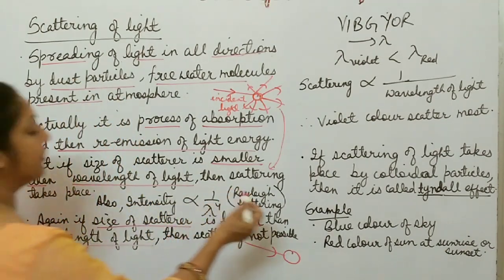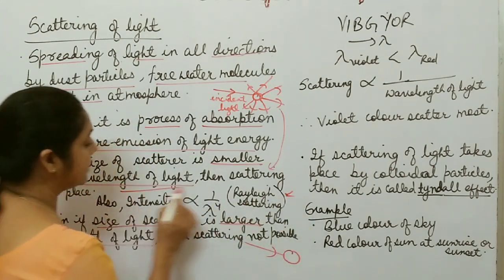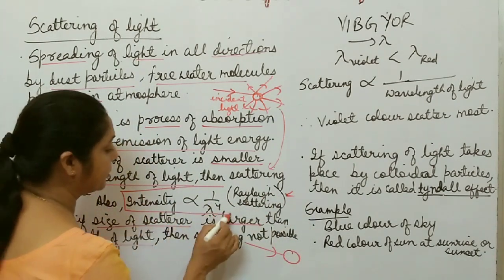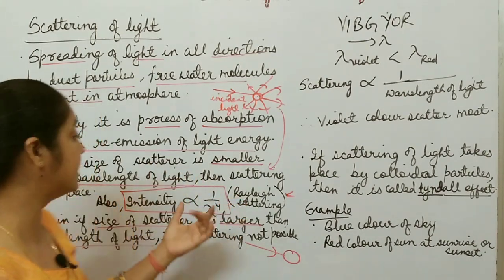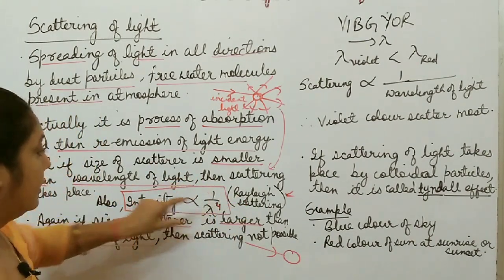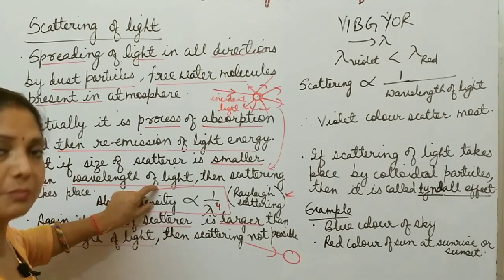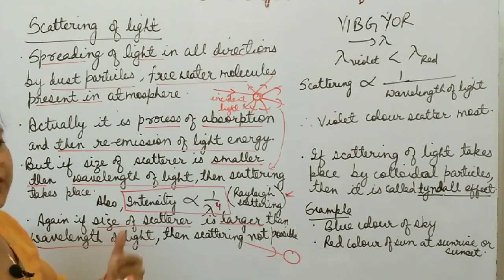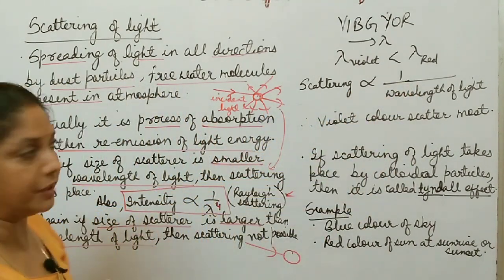Again, according to Rayleigh scattering, the formula is this one. Intensity is inversely proportional to lambda to the power 4, the fourth power of wavelength. It means a smaller wavelength has greater intensity, and a larger wavelength has smaller intensity. Intensity is related to scattering, right? Scattering is inversely proportional to wavelength of light.